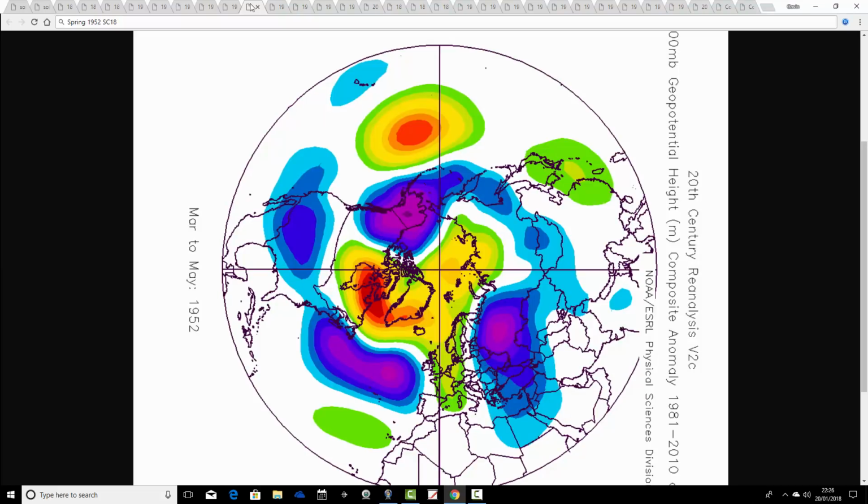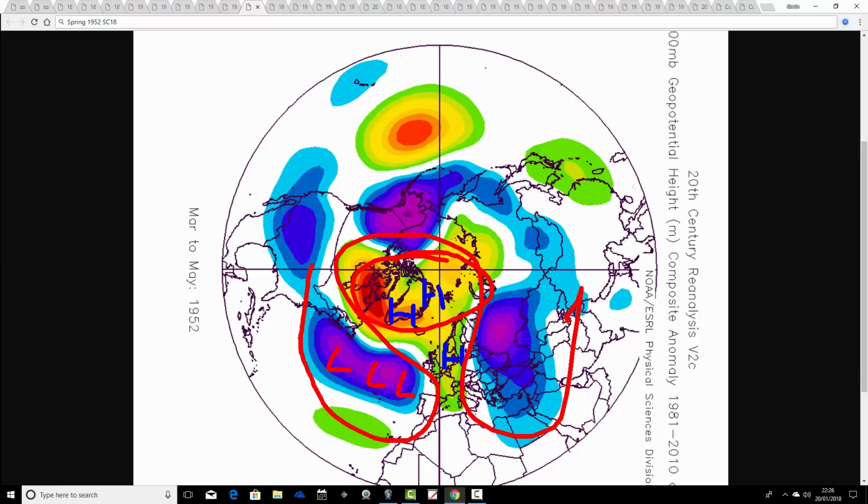Now, this is spring 1952. This is from solar cycle number 18. And this one has quite a strong blocking signal up to our north, but it also extends a little bit to the east as well. But then we have this area of below average pressure in the Atlantic. So this isn't an overly cold spring. Despite the fact it has quite a strong blocking signal, I think the flow and the jet stream is doing something rather like that.